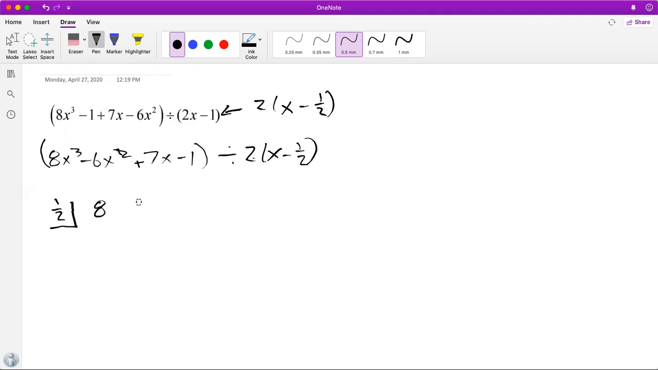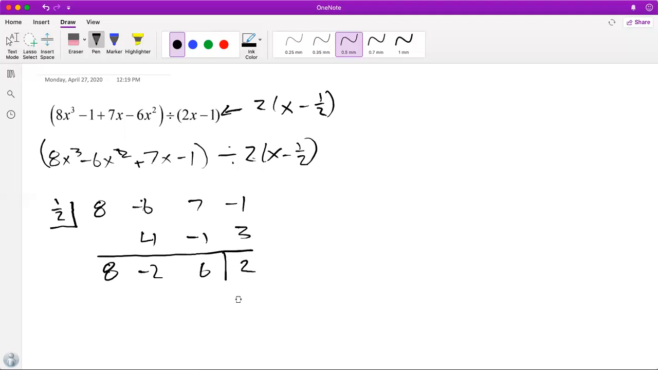So we get 8x cubed minus 6x squared plus 7x minus 1. Now I bring this guy down and I get 8. And 8 times 1/2 is 4. I add these and I get negative 2. And 1/2 times negative 2 is negative 1. 7 minus 1 is 6. 1/2 times 6 is 3. Negative 1 plus 3 is 2.